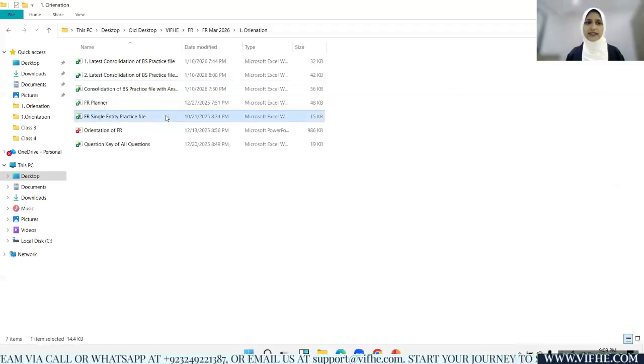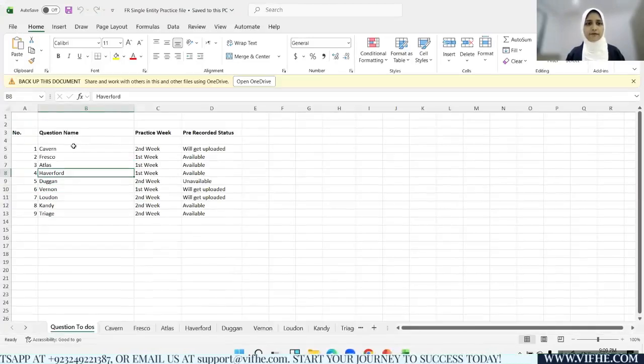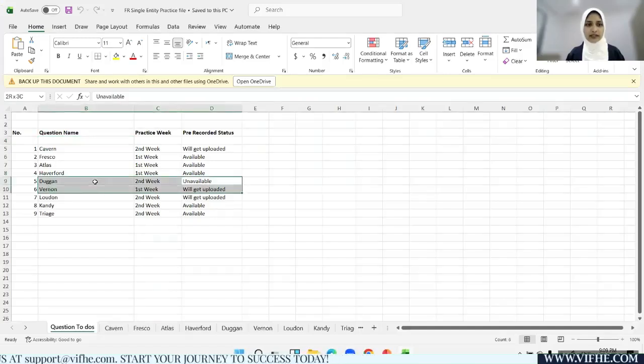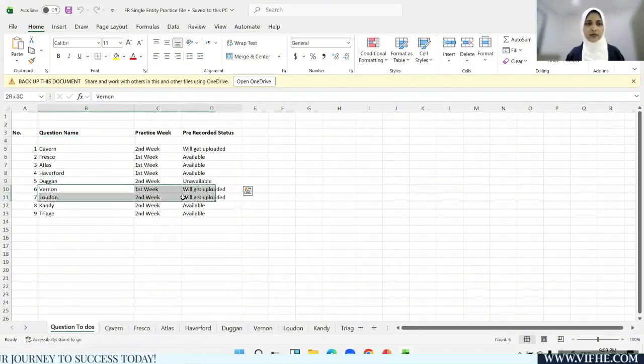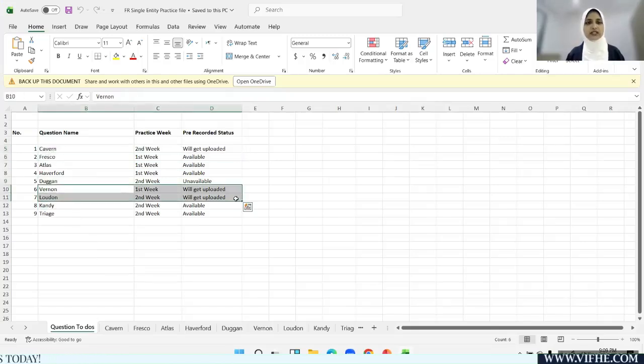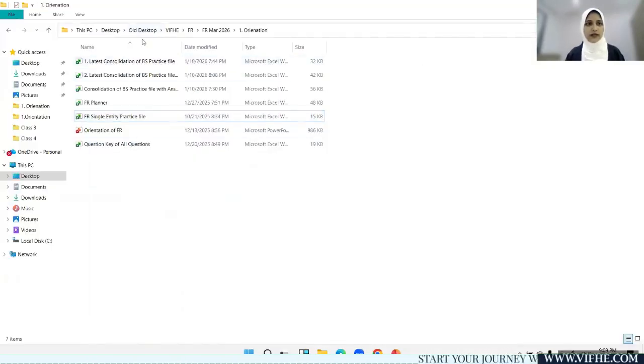Then you have your single entity practice file. So single entity practice file also, you have all of them available. Anything which is not available, like Duggan is not available, will get uploaded as a recording. Will get uploaded meaning we have it in the system. IT team has it. We'll just get it uploaded. So again, for single entity also, pretty much all questions you have. The question key of all questions.